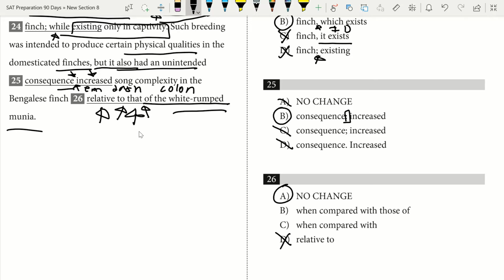So I couldn't say D because that would be incorrect. I can't say when compared with the white-rumped munia because once again we have to talk about that song complexity. That song complexity is singular, so I also wouldn't say with those of the white-rumped munia because song complexity is singular. So A is our correct answer for 26.